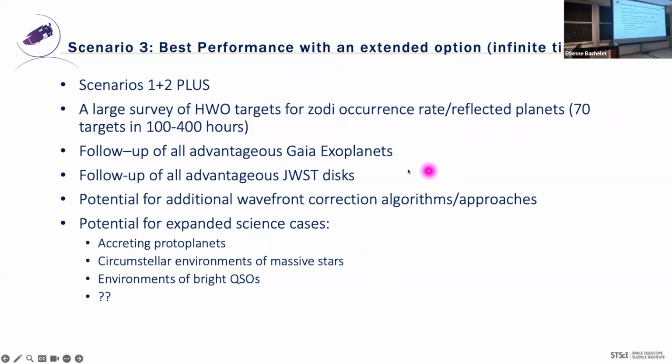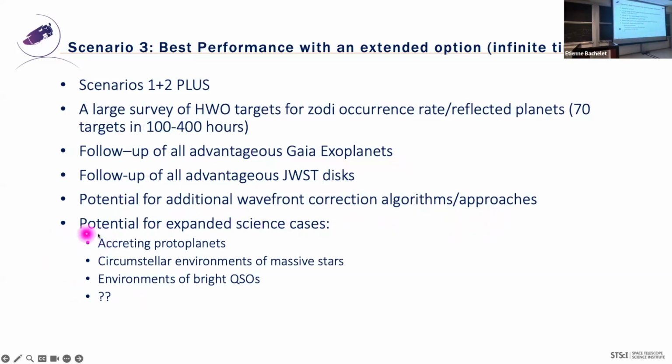You could follow up as many advantageous Gaia exoplanets in reflected light. You could follow up a whole bunch of new disks that will likely have been discovered at this point. You could explore different wavefront correction algorithms and approaches. That would also help HWO by really getting things figured out for high contrast imaging in space.